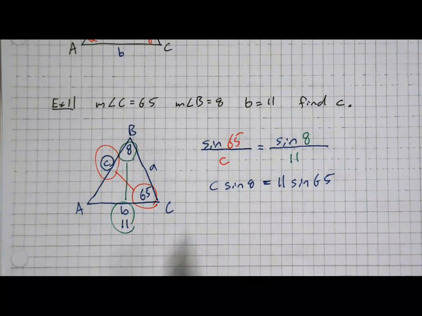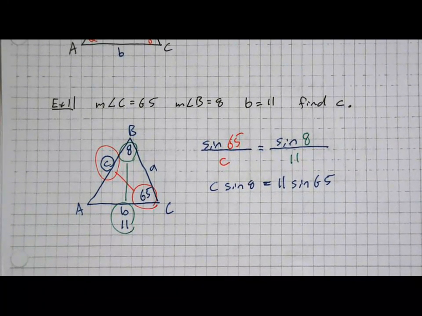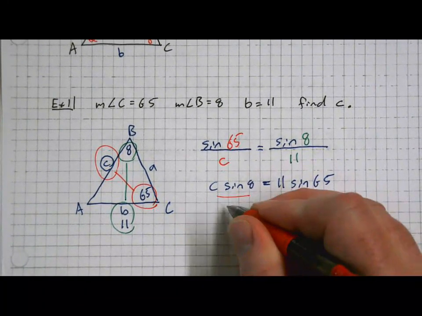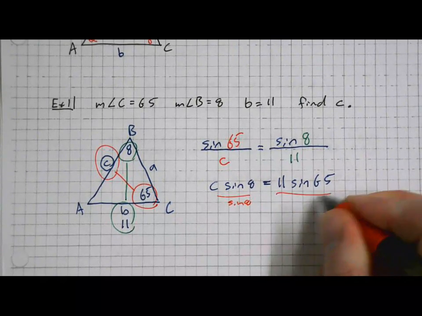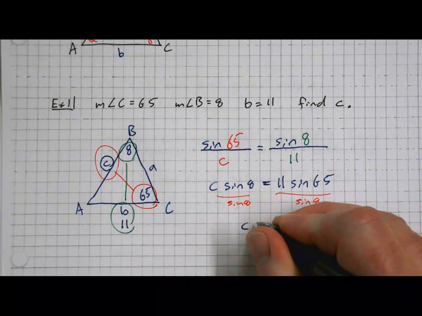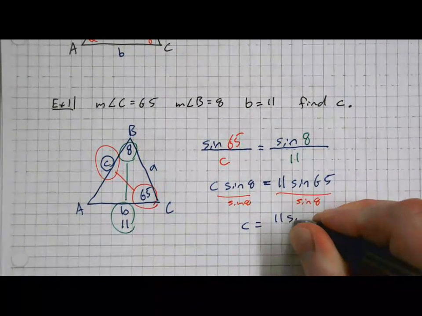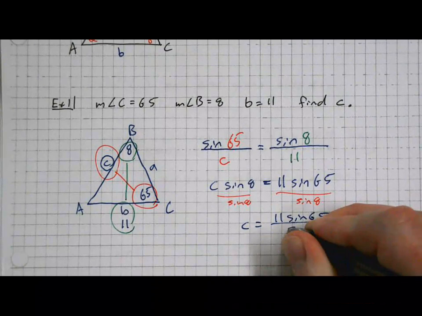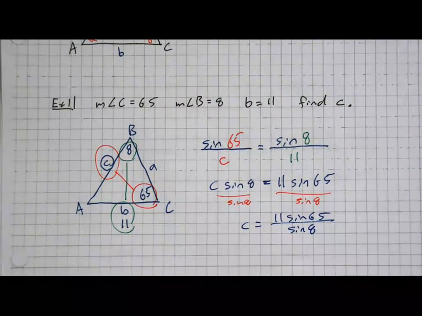Right now it's multiplying by sine 8. How do we get rid of multiplication by sine of 8? Divide by sine of 8. I would not normally write this on my paper. I would just write down the next step, which would be C equals 11 sine 65 over sine 8. We now have C by itself, so we're just going to punch that into the calculator all at once.